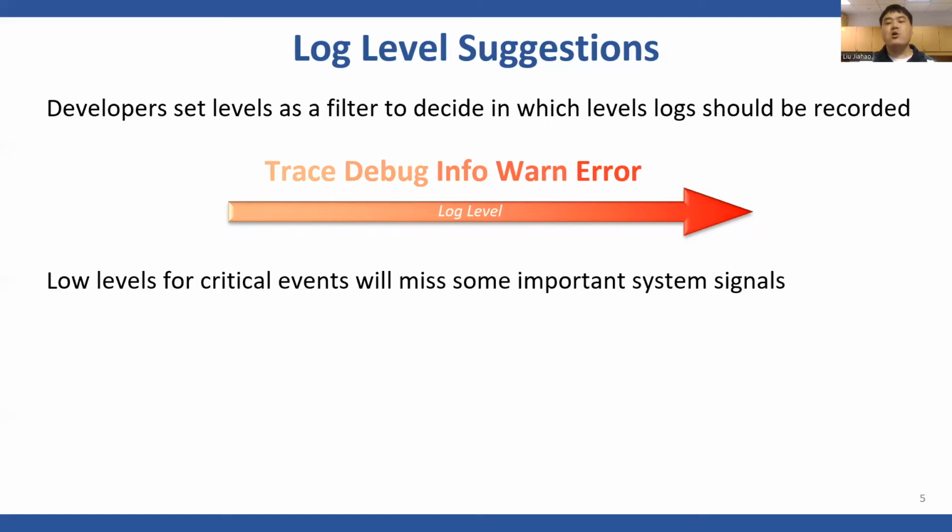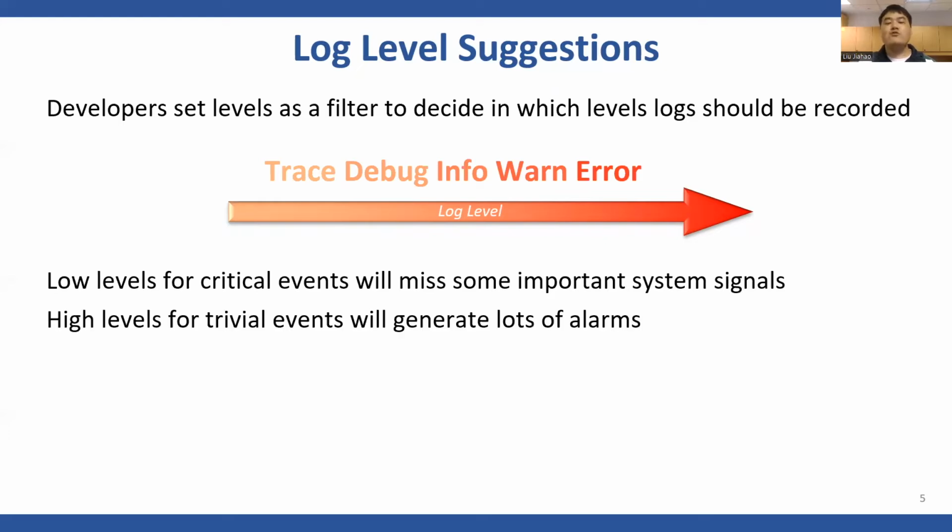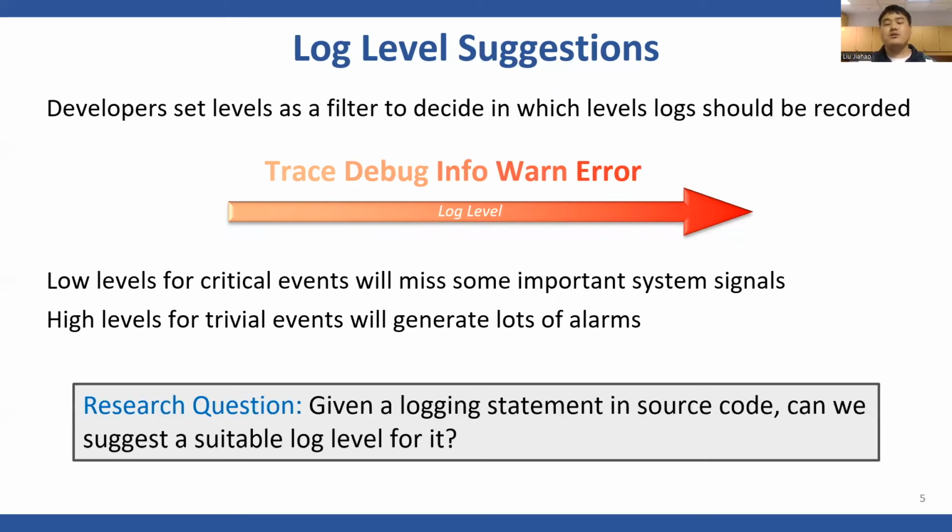So if we set a lower level for a critical event, the system may not generate related log messages for this event. If we set a higher level for a trivial event, it will generate lots of false alarms. Therefore, it is important to suggest suitable log levels for logging statements, and this motivates our research question. Given a logging statement in source code, can we suggest a suitable log level for it?